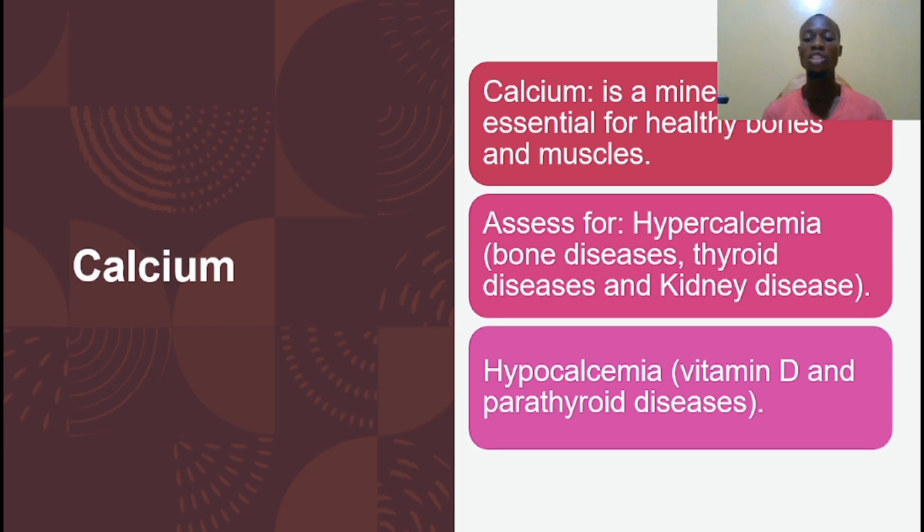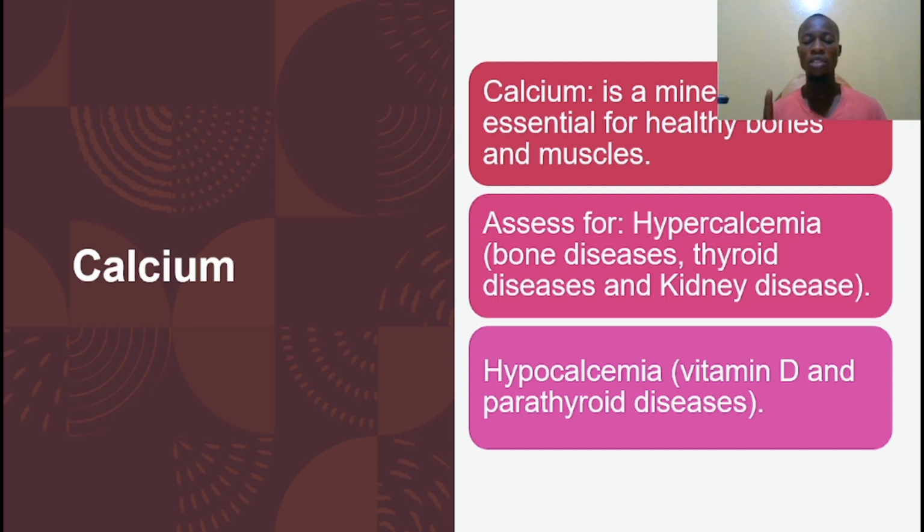So a calcium test is done to assess for what we call hypercalcemia. Hypercalcemia refers to bone diseases, thyroid diseases, and kidney diseases. Hypercalcemia is the big way to say that the person has a very high level of calcium within their blood. Then hypocalcemia is to say that the person has a very low amount of calcium within his or her blood, and this will result from vitamin D deficiencies and parathyroid diseases.